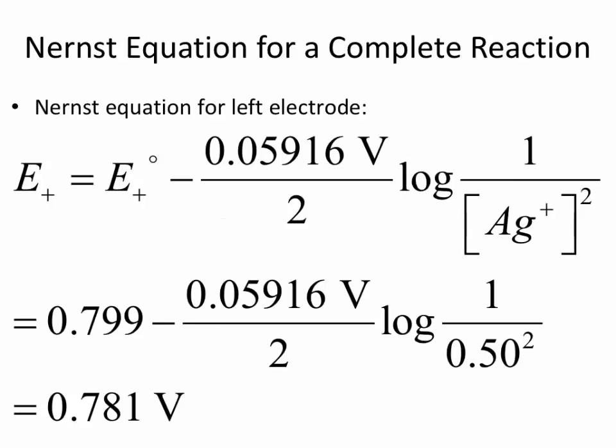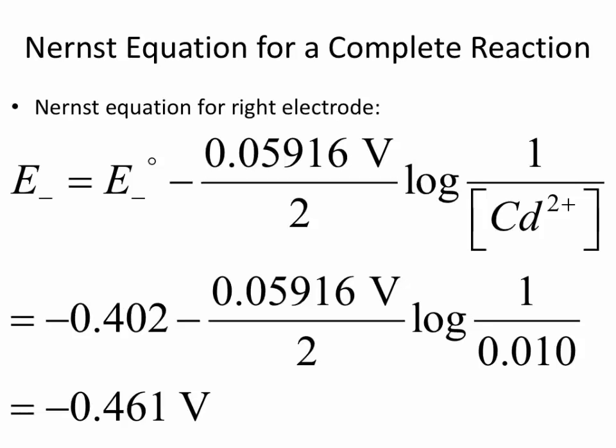Now the Nernst equation for the right electrode is given here. We have our E0 plus minus 0.05916 volts divided by 2, because we're transferring 2 electrons, times the log of 1 over the square of our silver ion concentration. Our silver ion concentration is 0.5 molar, so when we square that and we work out the rest of the math, we get a value of plus 0.781 volts.